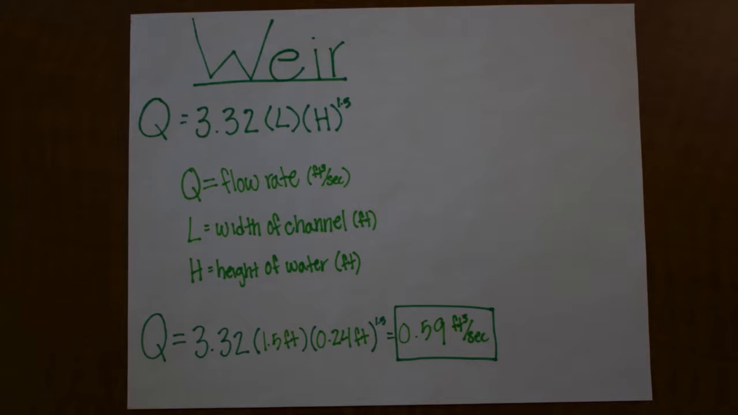For the Weir equation, Q equals 3.32 times L times H to the 1.5 power. Q equals the flow rate, feet cubed per second. L equals width of the channel in feet. H equals height of water in feet. Q equals 3.32 times 1.5 feet times 0.24 feet to the 1.5 power. And the answer we came up with was 0.59 feet cubed per second.